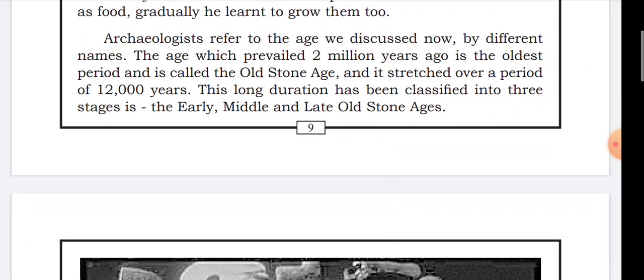Archaeologists refer to the age we discussed now by different names. So, the prehistoric age which we studied just now, or the Stone Age, archaeologists refer to these ages by different names.